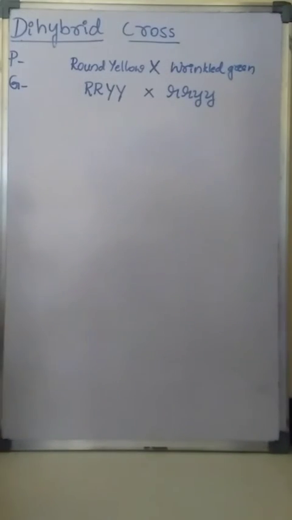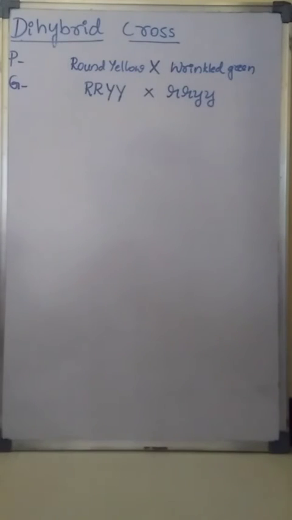We have to take dominant forms of the character with capital letters, and recessive forms of the character with small letters. So round and yellow are dominant forms, hence capital R and capital Y. But always genes or alleles are present in a pair, so capital R, capital R, capital Y, capital Y. In case of wrinkled green, which is the recessive one, we take small r, small r, small y, small y.